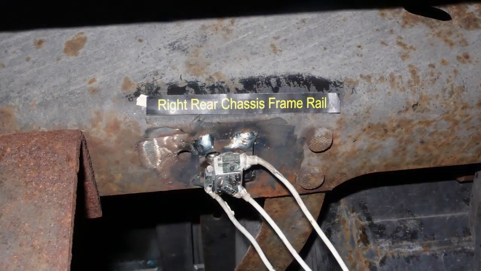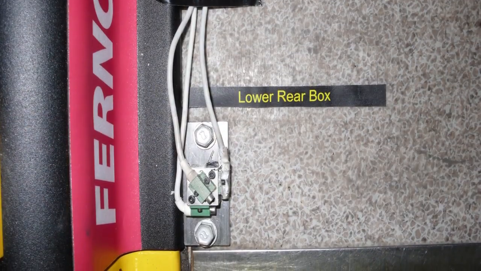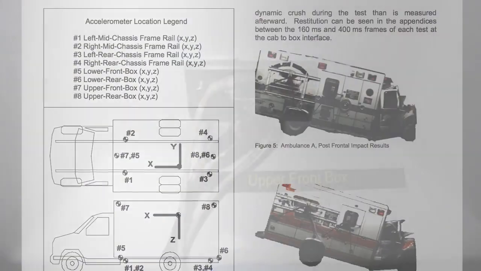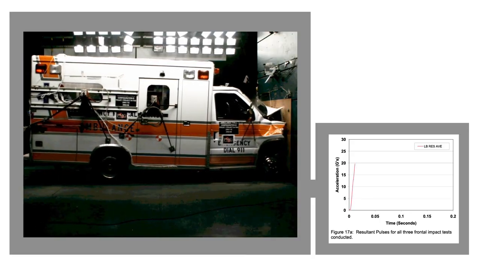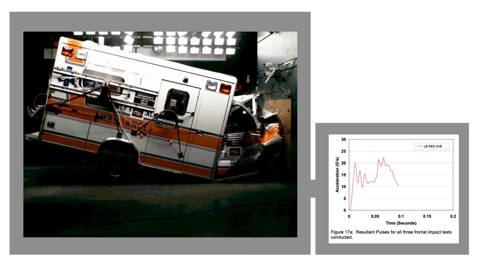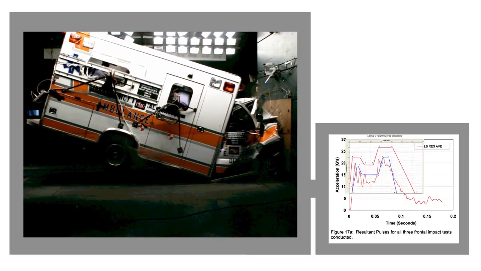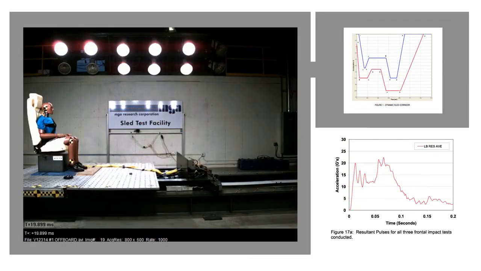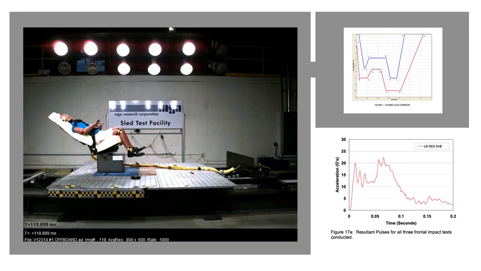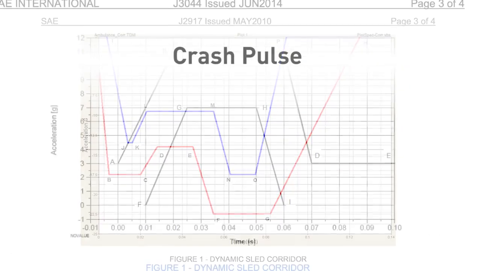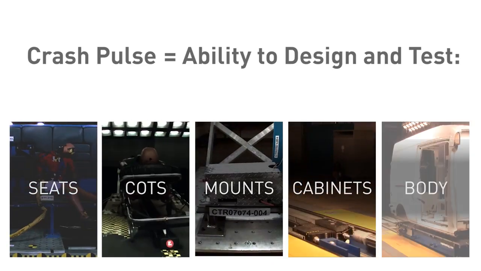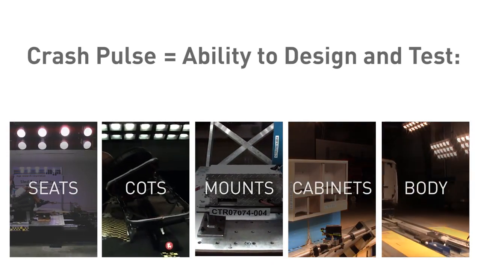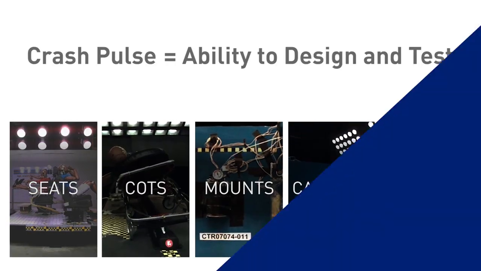Test engineers installed accelerometers on the vehicle frame, patient compartment floor, and ceiling in a specific pattern. Data collected with these accelerometers is used to find the vehicle's impact curve, allowing engineers to form the crash pulse corridor, which can easily be recreated in a sled test facility. Using the vehicle's crash response, or crash pulse, engineers now have the building blocks needed to design and test seats, cots, equipment mounts, cabinets, and the body itself, so that each component can better withstand the real-world forces found in a crash event.